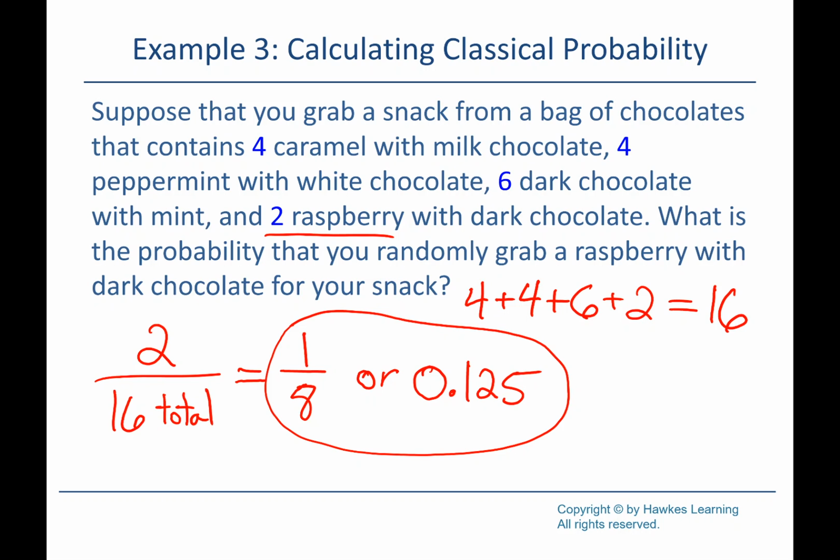Okay. Questions on that one? Alrighty, so that's classical probability.